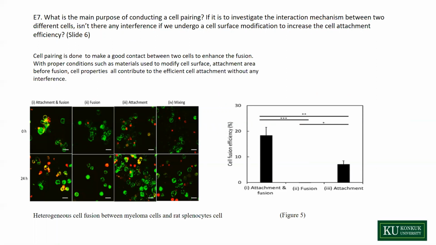In question 7, I am asked, what is the main purpose of conducting a cell pairing? Actually, cell pairing is done to make a good contact between two cells before the fusion, which can also enhance the fusion process. And I am asked about the cell-cell attachment efficiency of two different cells, and also whether any interference occurs or not. So I am going to describe the questions in terms of heterotypic fusion.